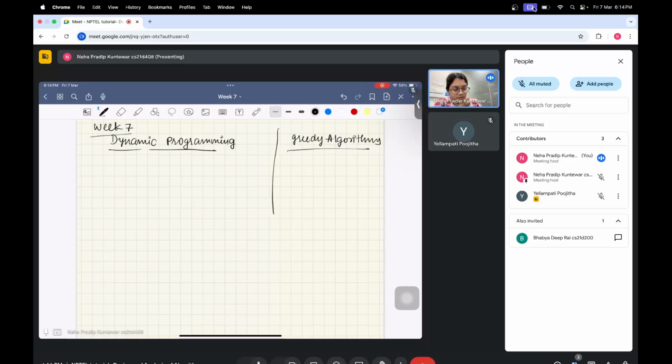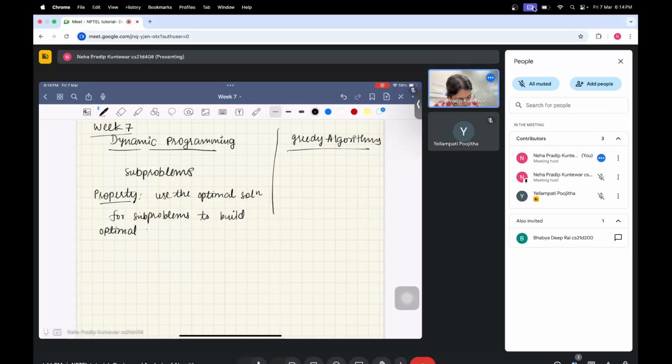In both of them, we're going to solve some subproblems and use the optimal solutions to the subproblems to build an optimal solution for the original problem. So one property is that we can use the optimal solution for subproblems to build an optimal solution for the original problem.